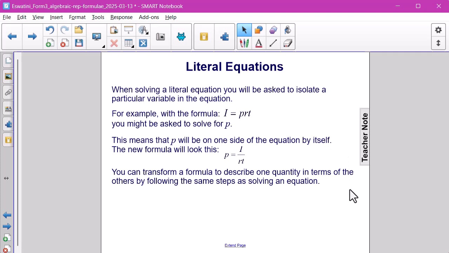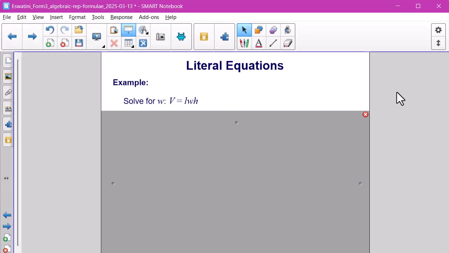You can transform a formula to describe one quantity in terms of the others by following the same steps as solving an equation. Solve the equation for W, or the width. We have the equation V equals L times W times H, which represents the volume of a rectangular prism, and that volume is length times width times height.